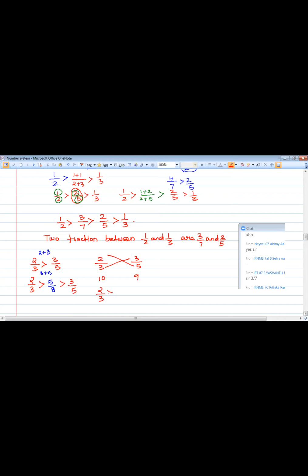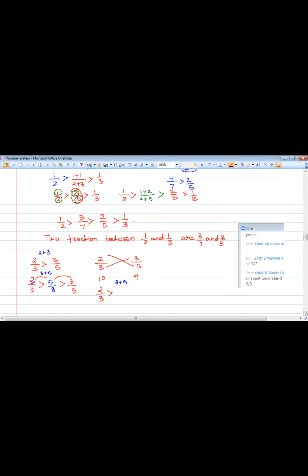2 by 3 is greater than. Either you can compare this two or else this two. Both are same only. Okay, so nothing wrong with that. So now what we have to do? First, then we have to do, yes, 2 plus 5. Here we have to write 2 plus 5.